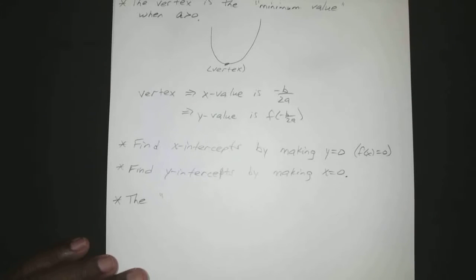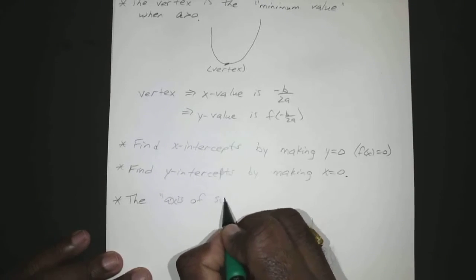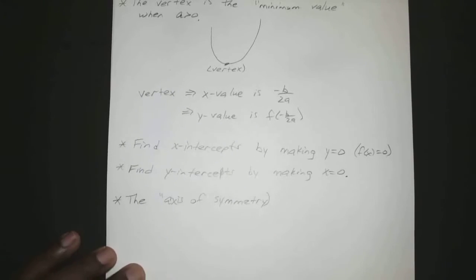Now the axis of symmetry is just your x value of your vertex.